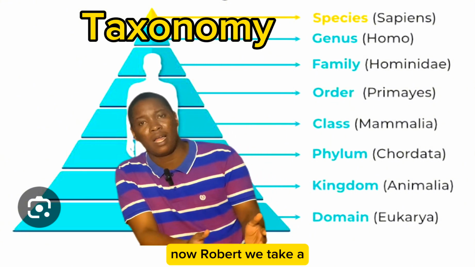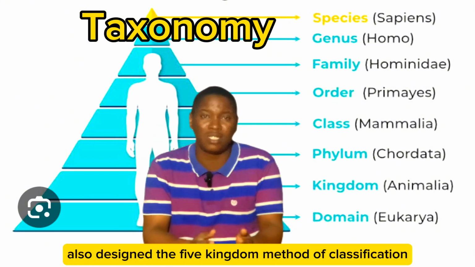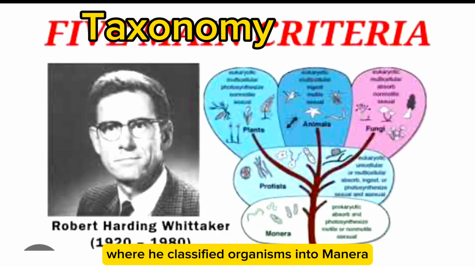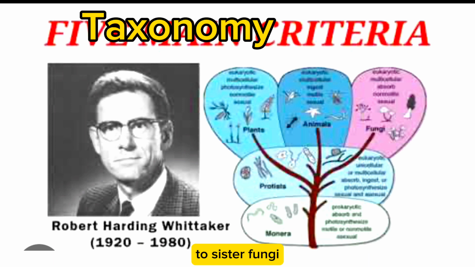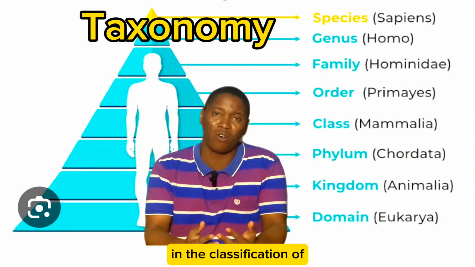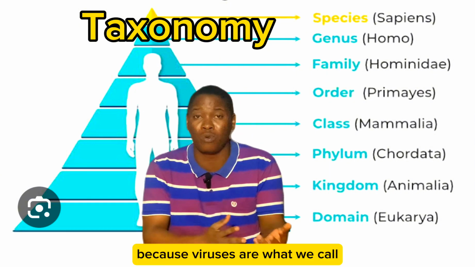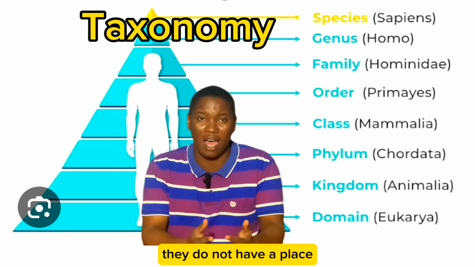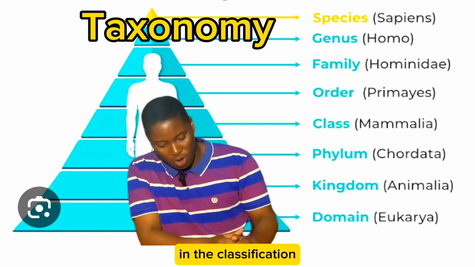Now, Robert Whittaker, in the field of taxonomy, also designed the five kingdom method of classification, where he classified organisms into Monera, Protista, fungi, plants, and animals. It's important to note that viruses are nowhere to be found in the classification of living organisms because viruses are what we call acellular entities, and so they are not living things. They do not have a place in the classification of living things.